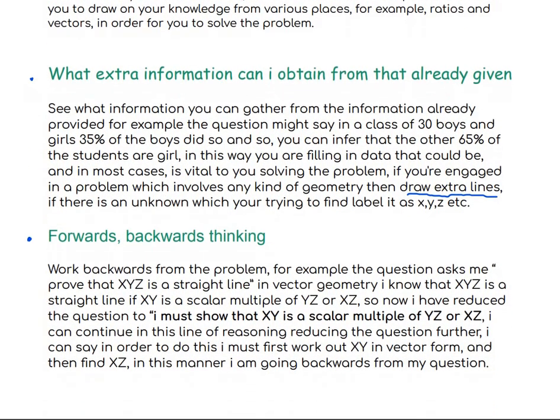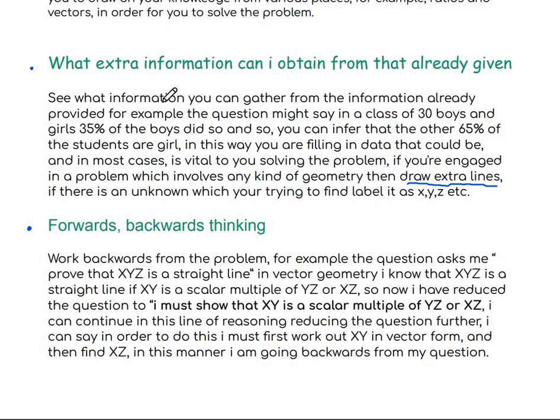What extra information can I obtain from that already given? See what extra information you can gather from the information already provided. For example, the question might say, in a class of 30 boys and girls, 35% of the boys did so and so. You can infer that the other 65% of the students are girls. In this way, you are filling in data that could be, and in most cases is, vital to you solving the problem.